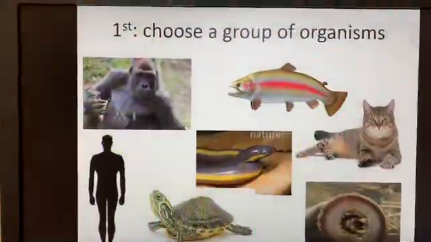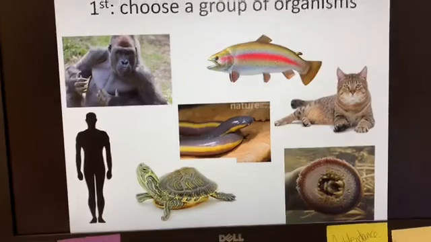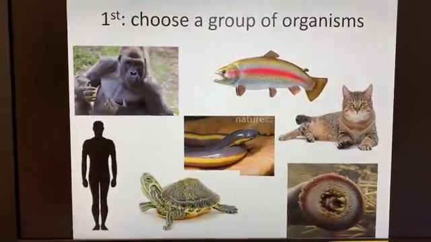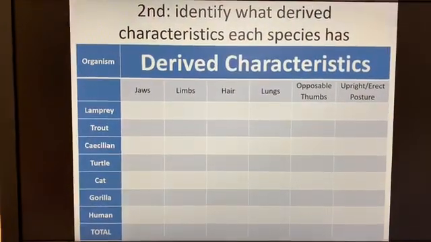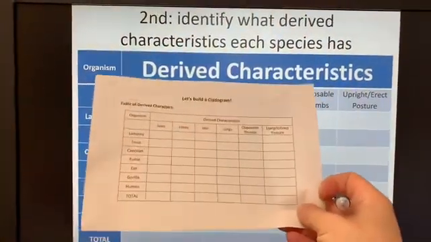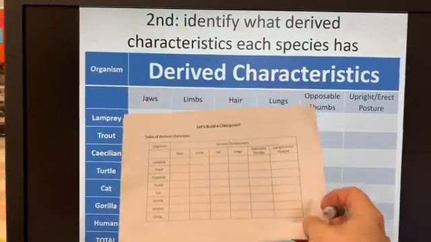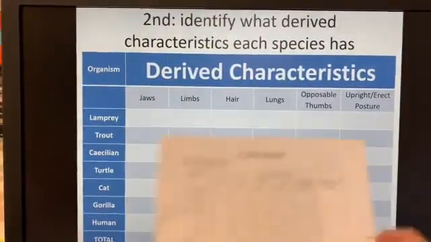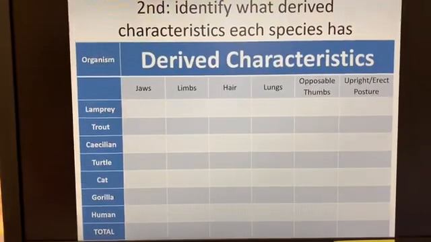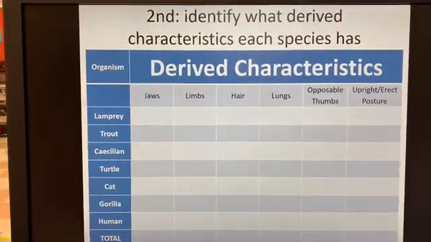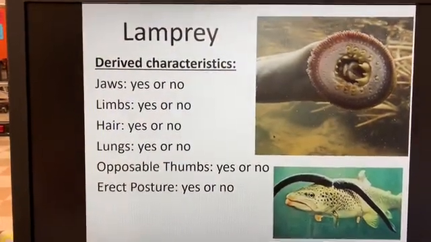So here we go. Here's our group of organisms. It's been chosen for you. We're going to go through each one of these and understand them a little bit more. Second, the chart. Notice it's the same thing. Here's our chart. Identify the derived characteristics each species has. So what does that mean? Well, let's look at the lamprey.